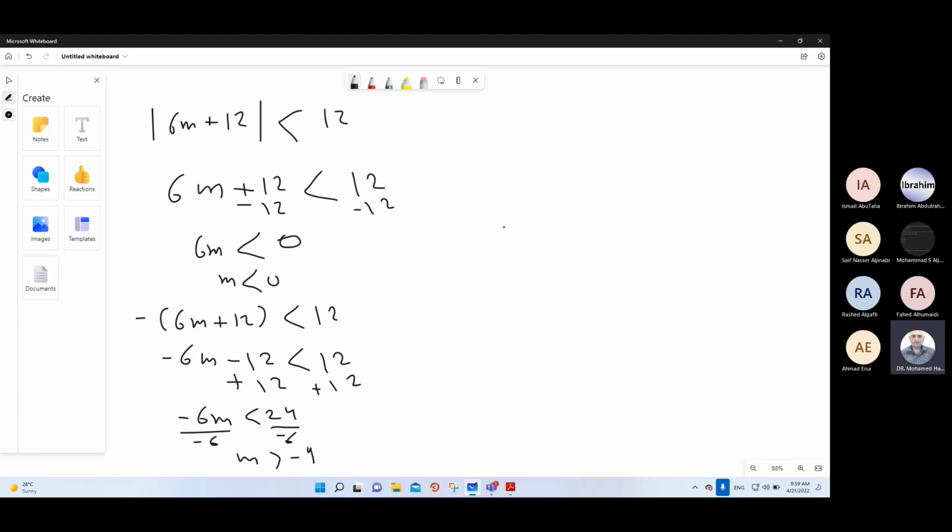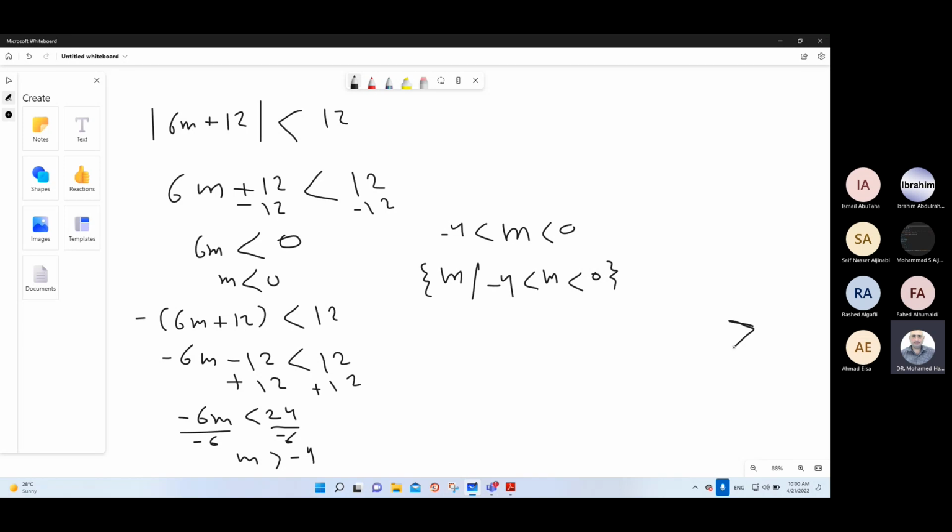So now m has two values, less than and greater than. m less than 0 and greater than minus 4. So we can write the solution set of the variable m as m between two values, less than 0 and greater than minus 4.